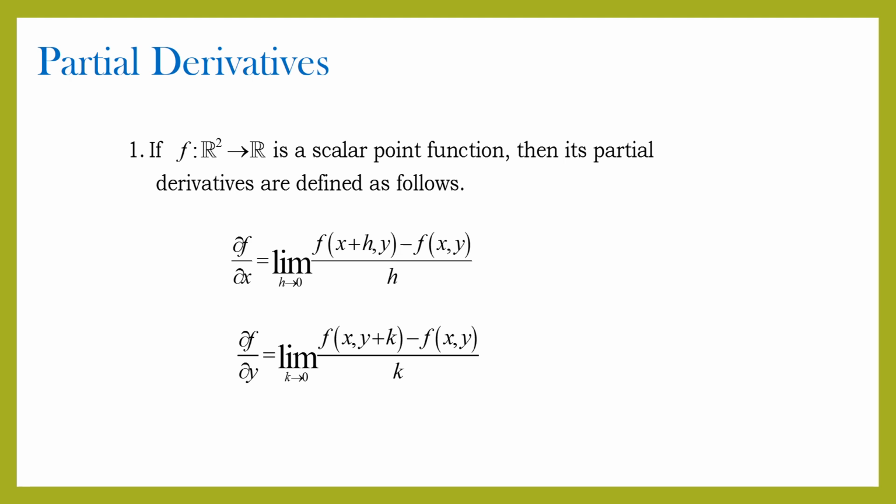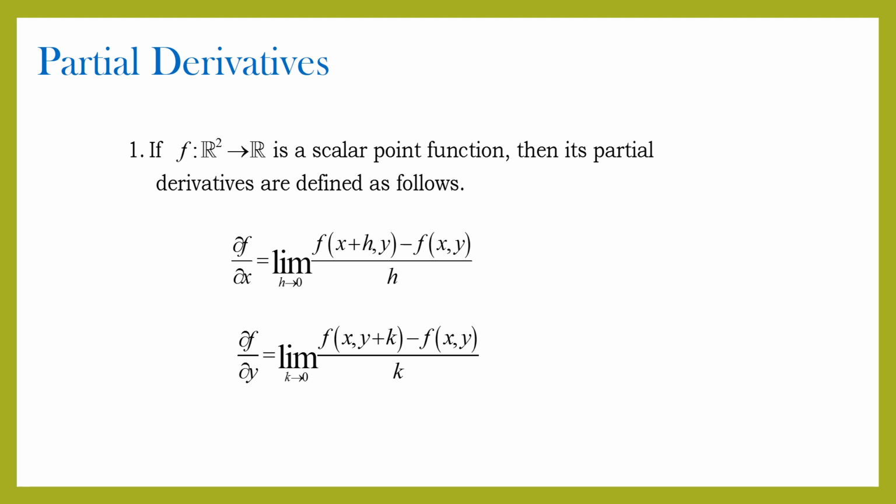Because this function is a function of two variables, there are two partial derivatives. The first one is dou f by dou x, and it is defined by the formula limit h tends to 0 f of x plus h comma y minus f of x comma y upon h. The second partial derivative is defined by dou f by dou y equals limit k tends to 0 f of x comma y plus k minus f of x comma y upon k.